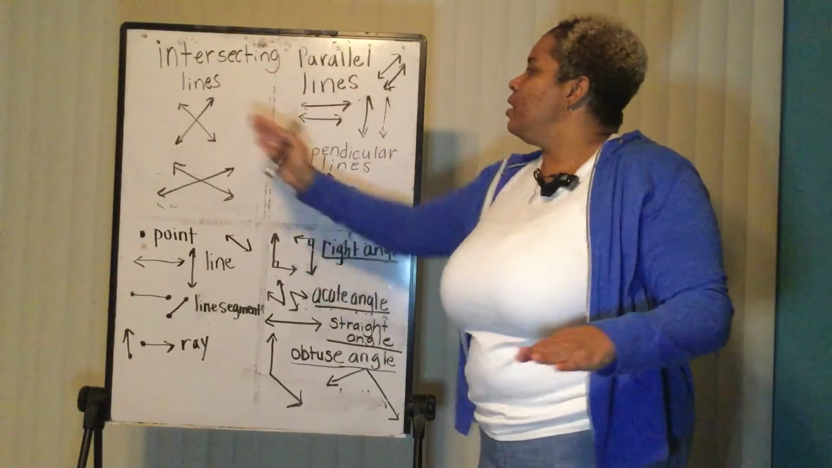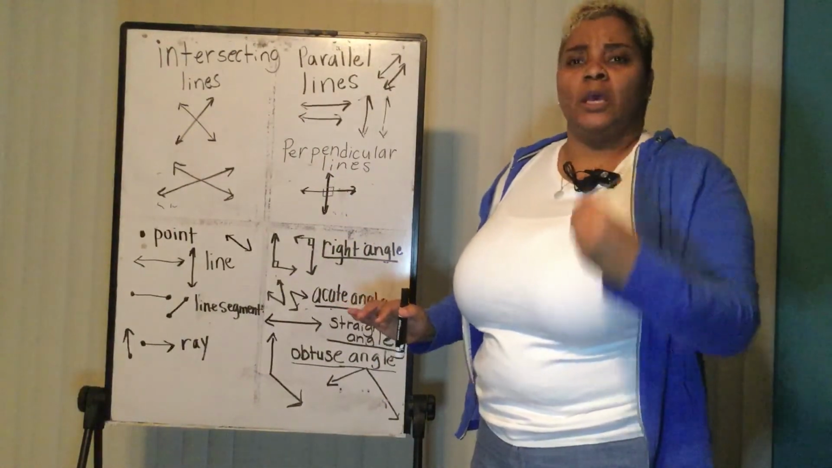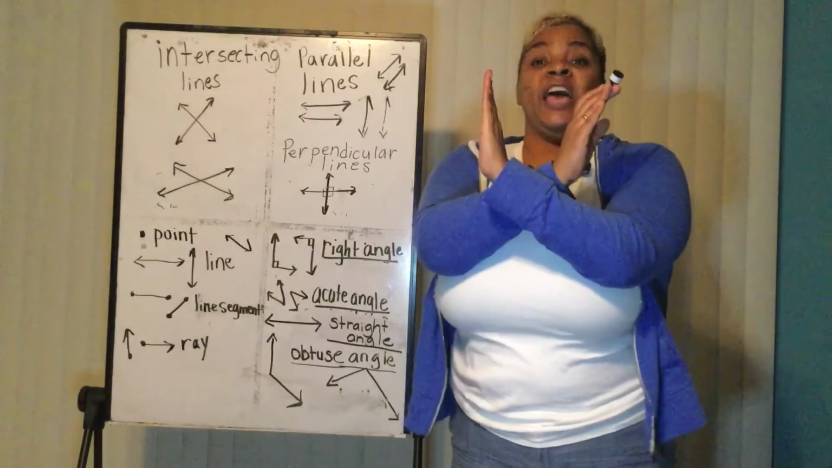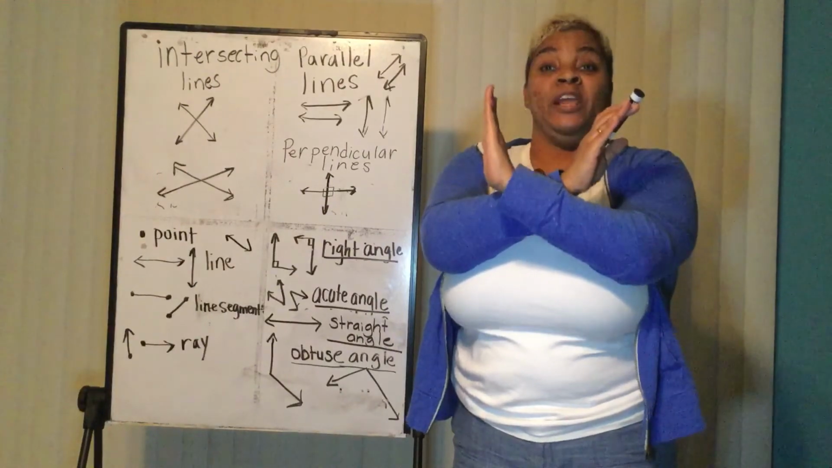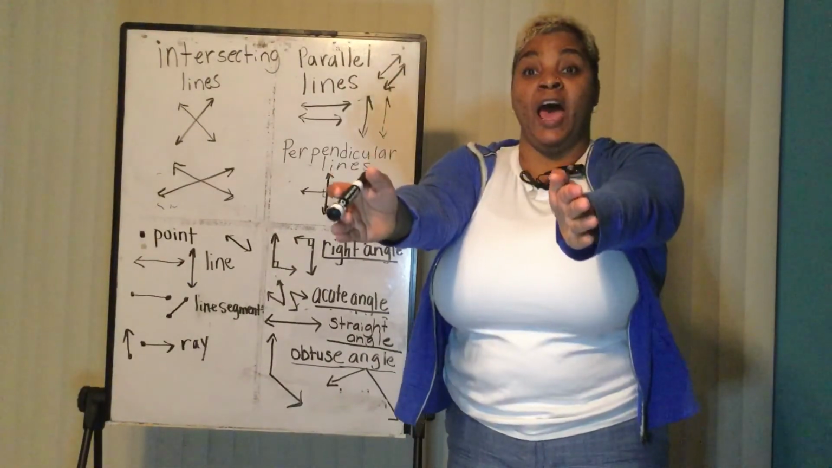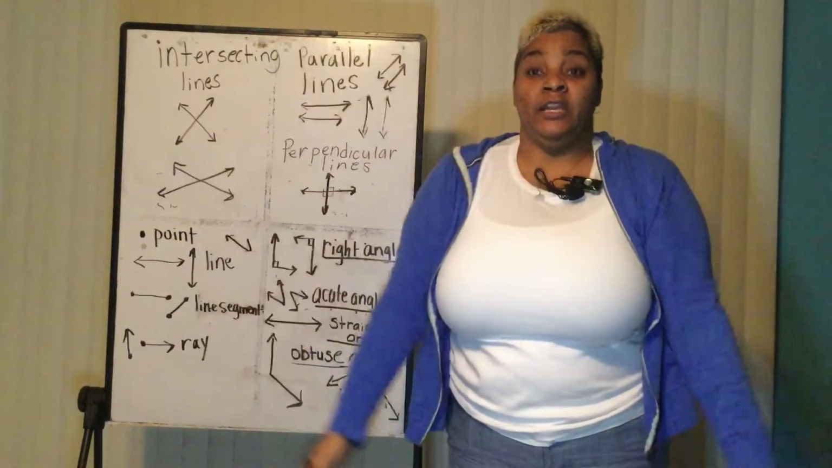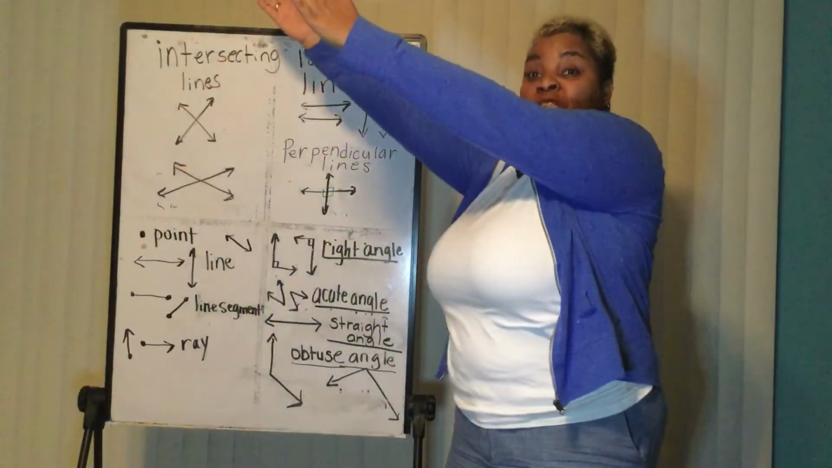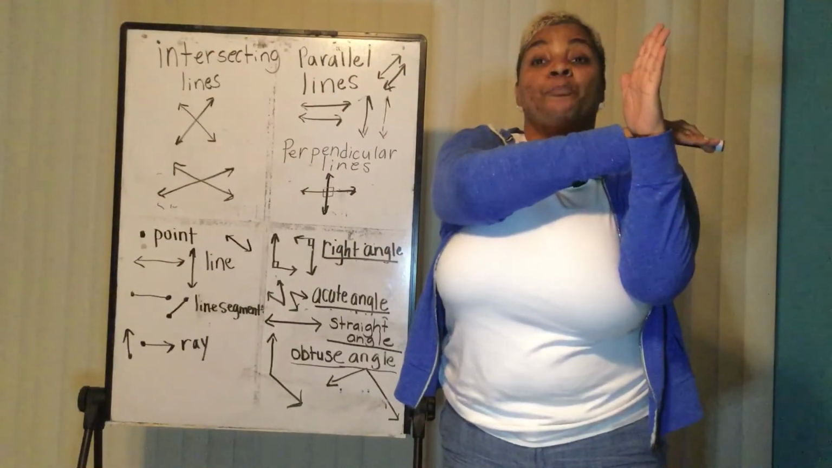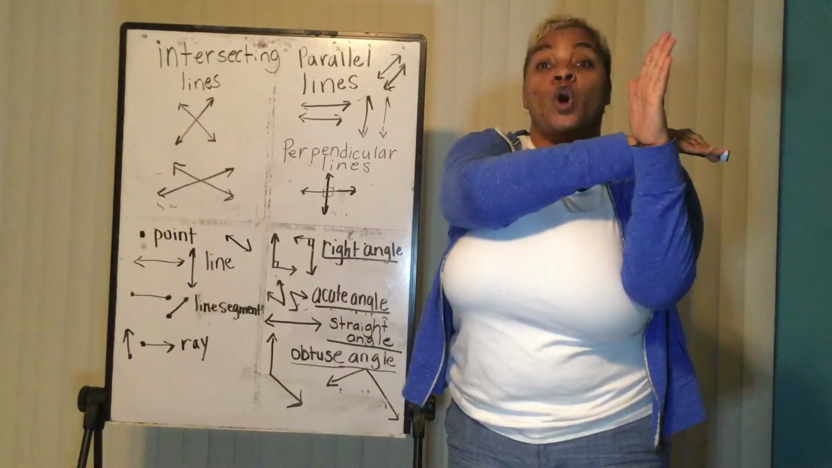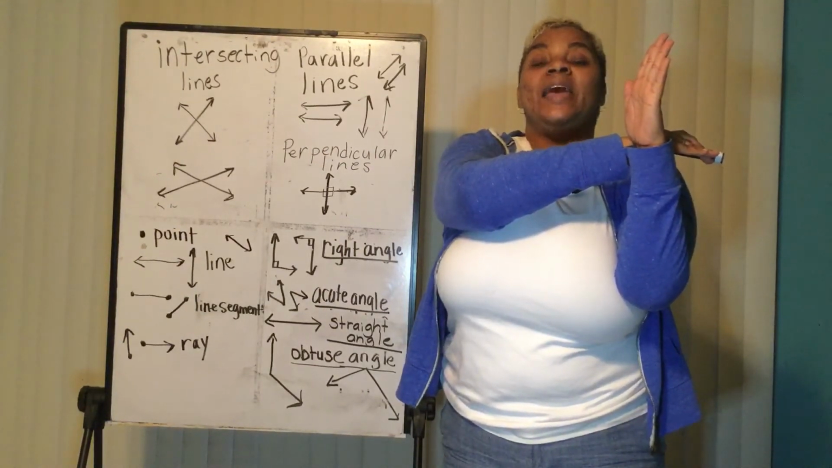Now wait a minute. We just talked about some characteristics, some ways to describe lines. So let's go back over it again. Intersecting, meet or cross. Parallel, never meet, never cross, same distance apart. Perpendicular, square corners, also known as right angles.